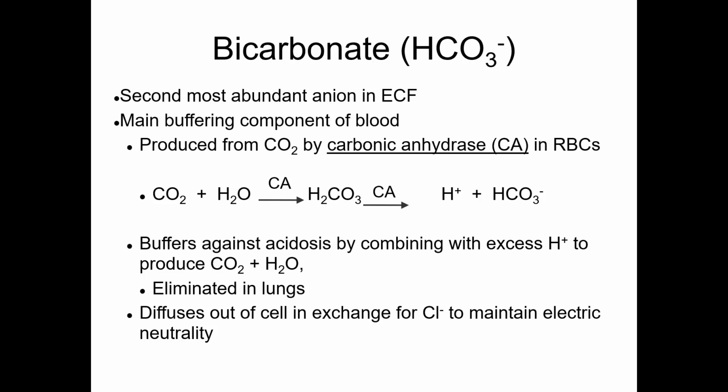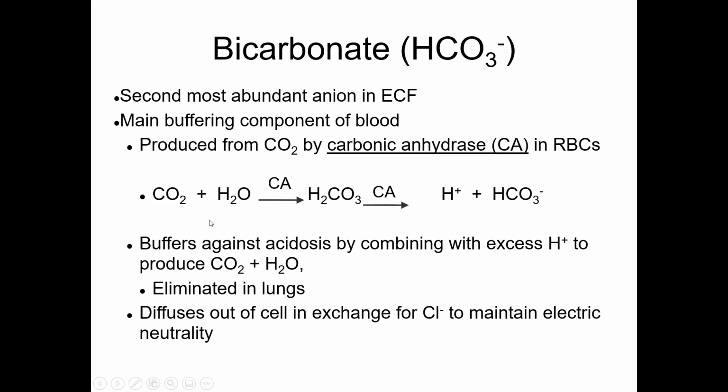So switching gears to talk a little bit about bicarbonate. Bicarbonate is HCO3-. It's the second most abundant anion in extracellular fluid, the main buffering component of the blood, produced from carbon dioxide by carbonic anhydrase or carbonic acid in red blood cells. Here, carbonic anhydrase is the enzyme that produces it. You can see we have carbon dioxide combined with water, and then this enzyme turns it into carbonic acid, and the enzyme then turns it into hydrogen ions and bicarbonate.